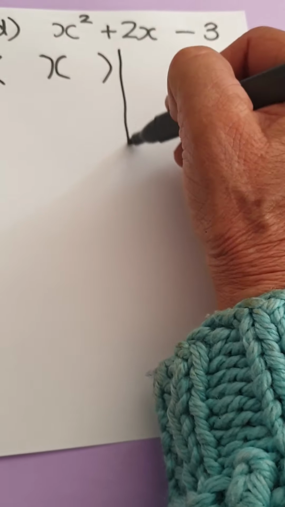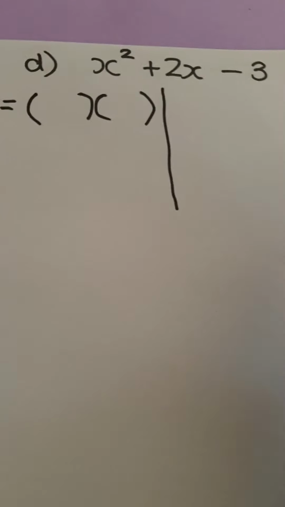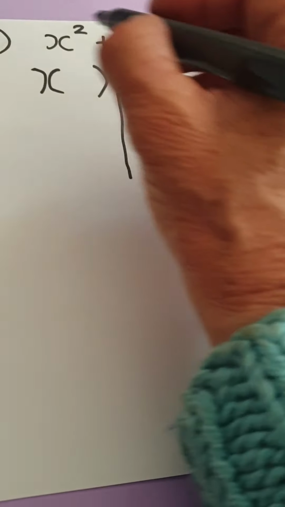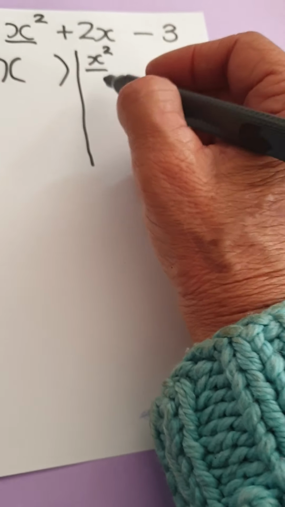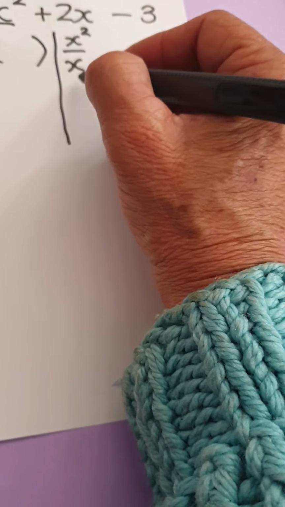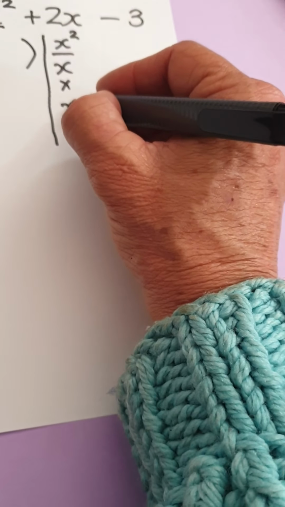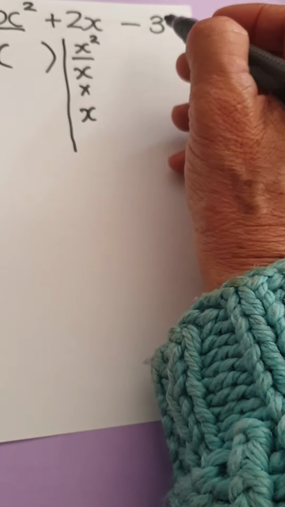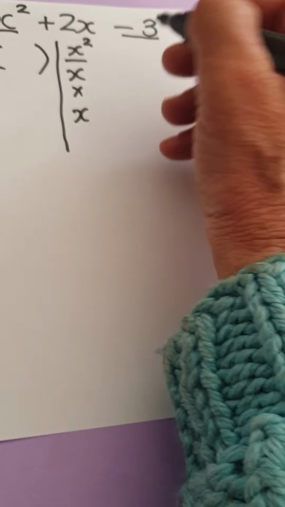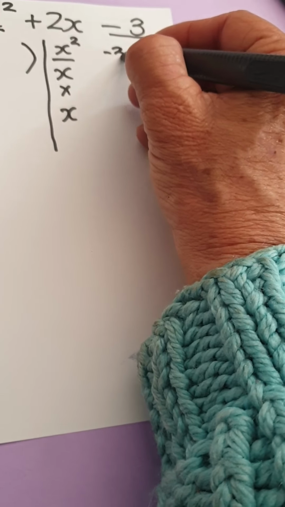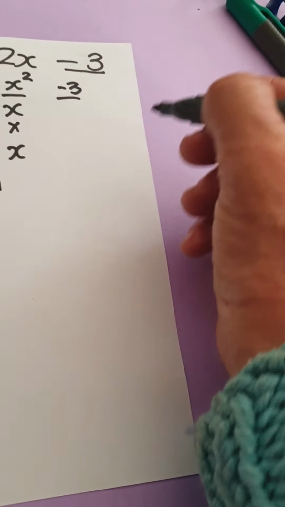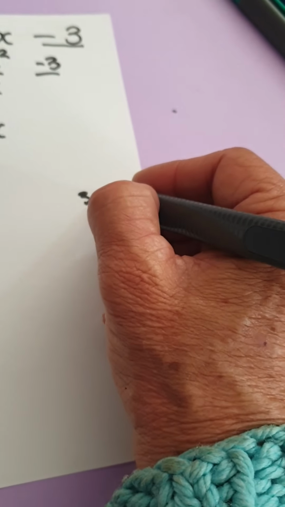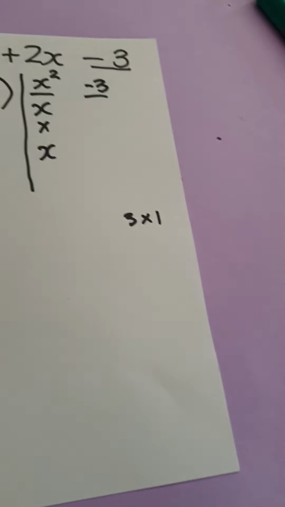And then I'm going to look at what numbers go in the bracket. Factors of the first term, which is factors of x squared. Once again, I don't have to tell you this anymore. You can see that is x times x. And then I have to look at the last term. The last term is negative 3. So 3 is also a prime number. So 3 also just has 3 times 1 as factors.